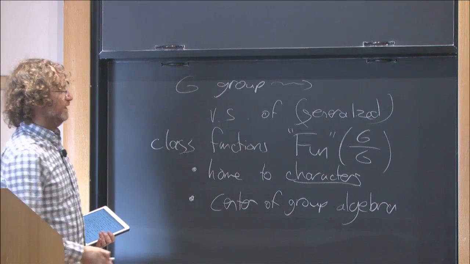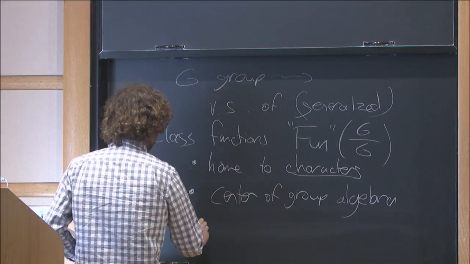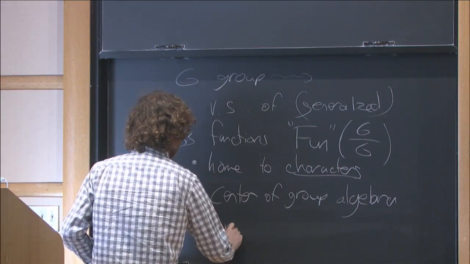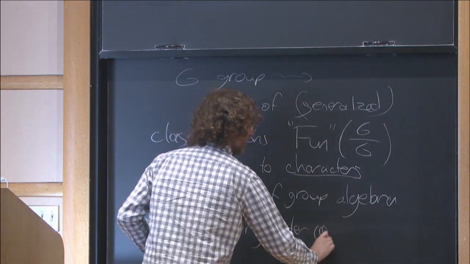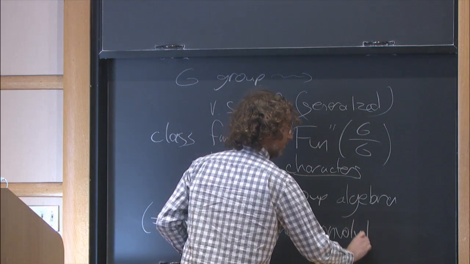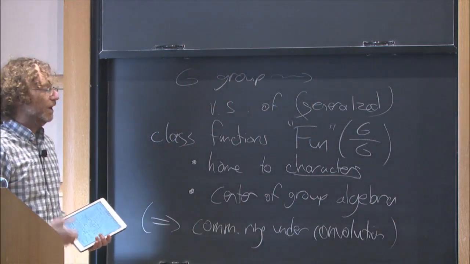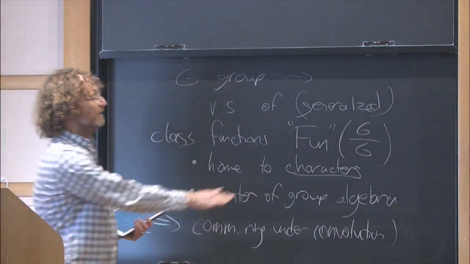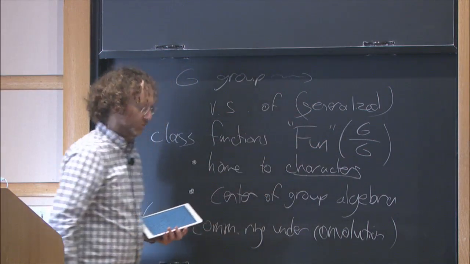In particular, this is saying that this is a commutative ring under convolution. So we look at class functions on the group. They sit inside of all functions on the group. We can perform the convolution product. And if you look at class functions, they end up being a commutative ring inside of there. In fact, the center of the group algebra.